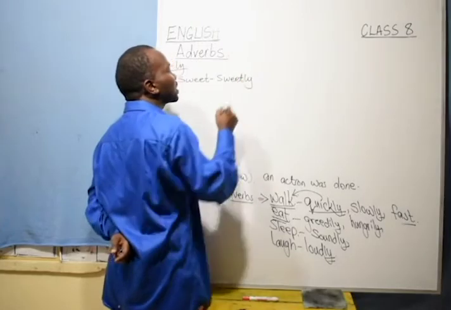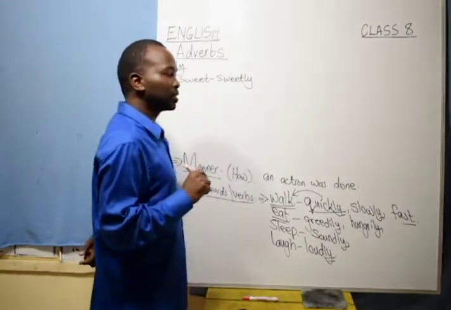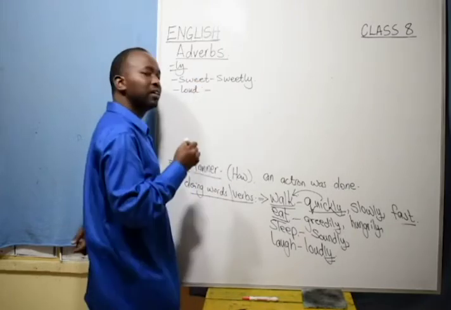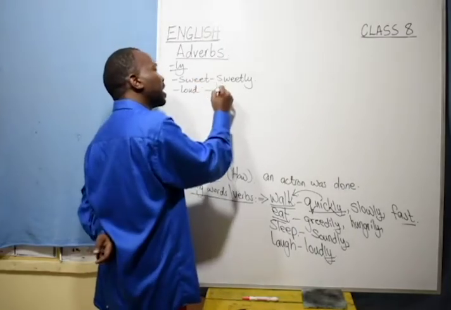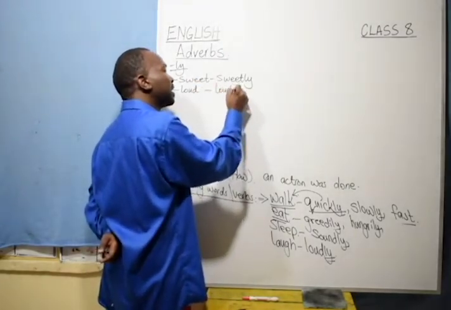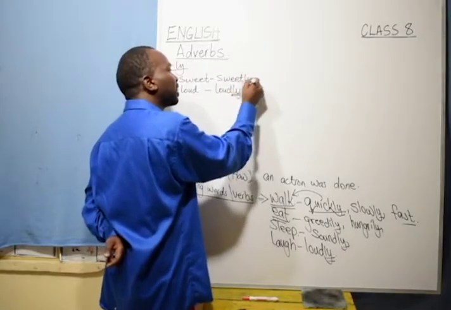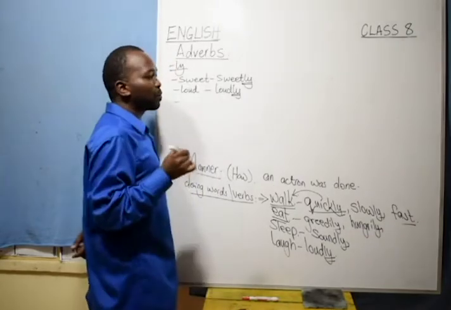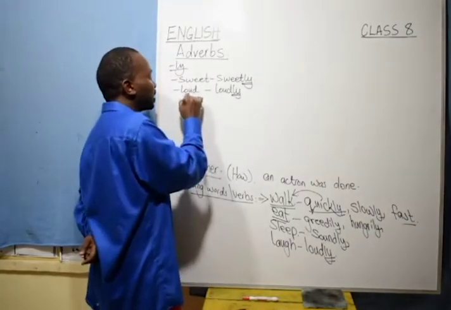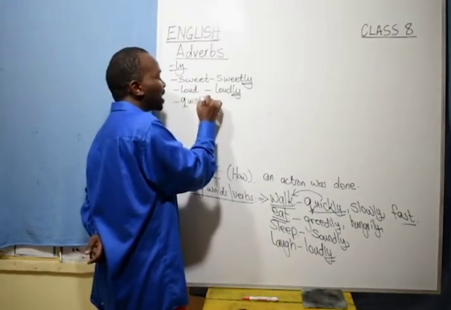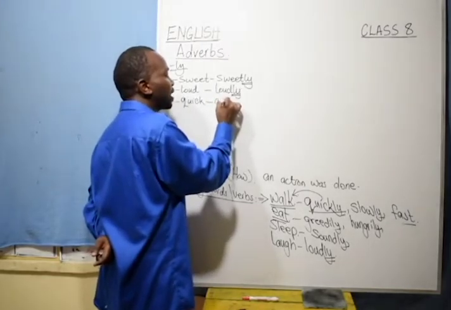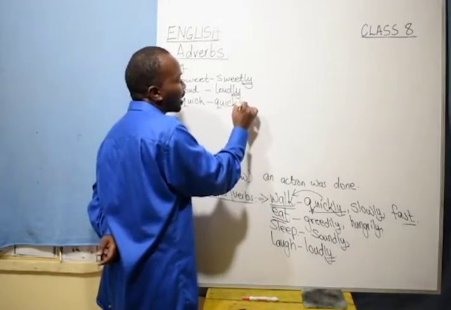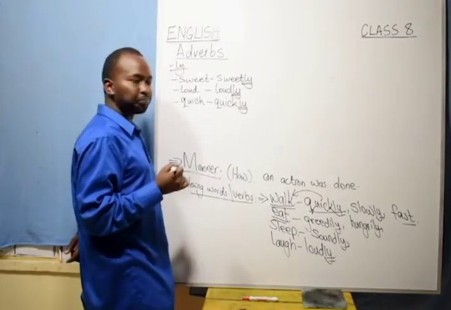The musician sang sweetly. We have the word loud. To form an adverb, very easily, just add ly. Therefore, there are adverbs that are very easy to form. For example, we have the word quick. To form an adverb, you just add the suffix ly, and the word becomes quickly.